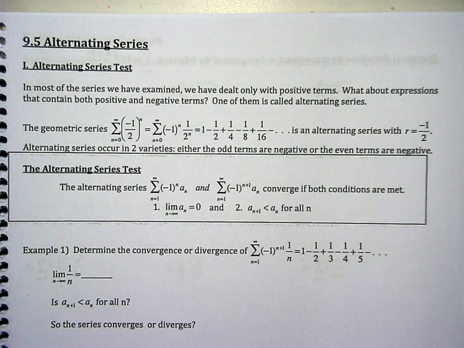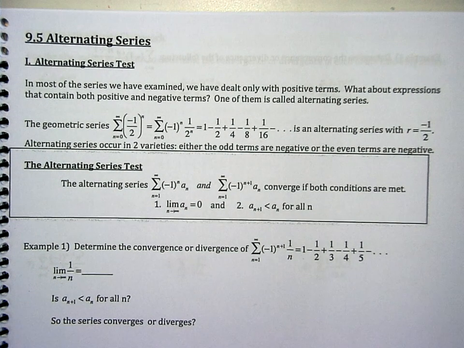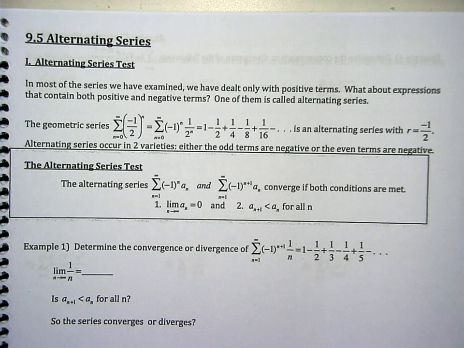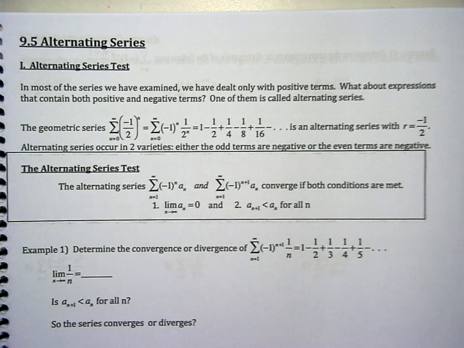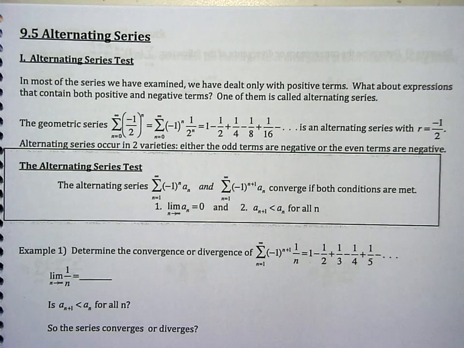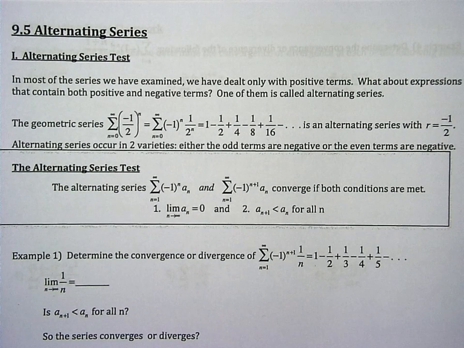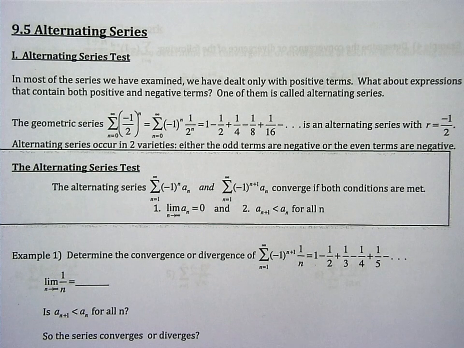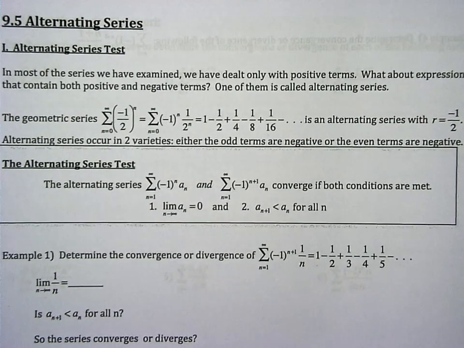Today we're going to learn another test on how to determine if a series converges or not. This one is called the alternating series test, and in all of the series tests that we have examined so far, except for the geometric, we've only dealt with series that have positive terms. What about expressions that contain both positive and negative terms? They are called alternating series if the signs alternate from positive and negative.